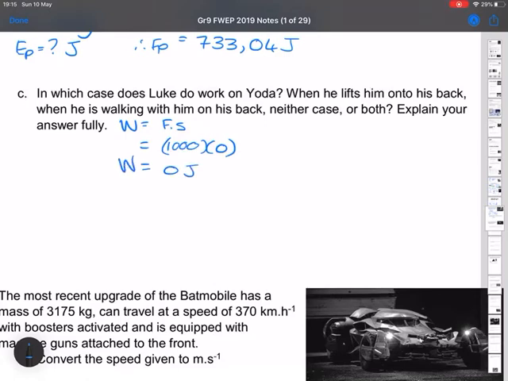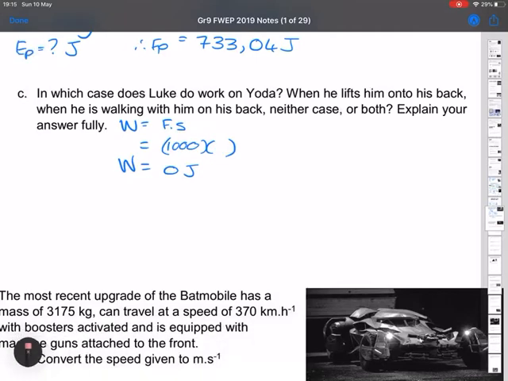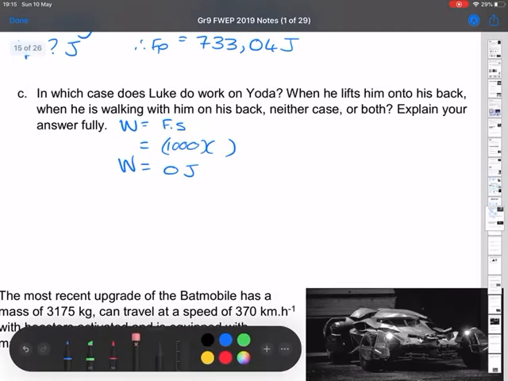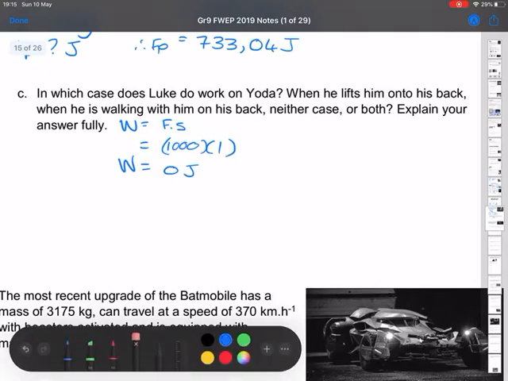So work is only done if the object moves in the direction that the force was exerted on. So if you push a car and the car's handbrake is on and the car does not move, no matter how hard you push, you've done no work on the car. If you push on the car and the handbrake is released and the car moves a distance of 1 meter, then we can say, for example, if the car moved 1 meter and you exerted 1,000 newtons on the car, that 1,000 joules of work were done by you on the car.